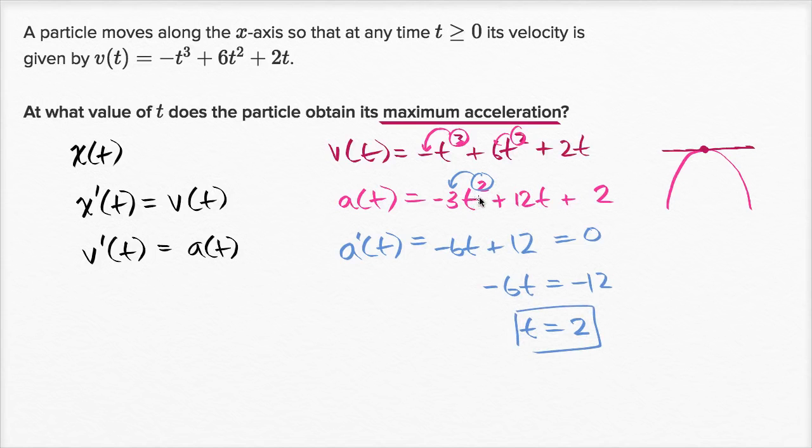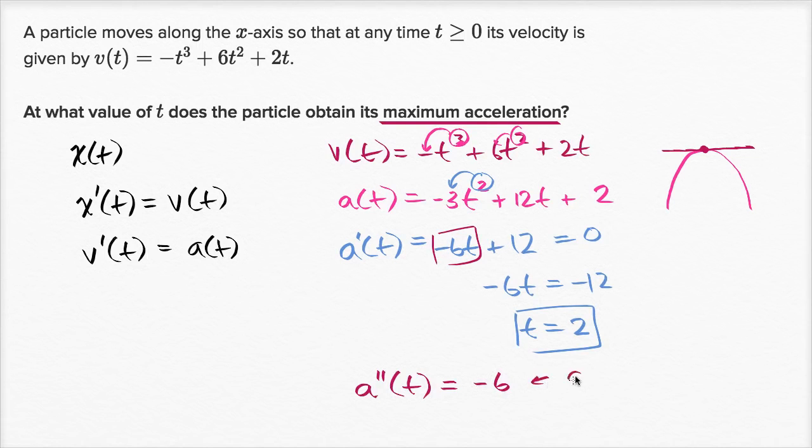So a couple of things. You could just say, look, I know that this is a downward opening parabola right over here. I have a negative coefficient on my second degree term. I know that the slope of the tangent line here is 0 at t equals 2. So that's going to be my maximum point. Or you could go a little bit further. You could take the second derivative. Let's do that just for kicks. We could take the second derivative of our acceleration function. This is going to be equal to negative 6, right? The derivative of negative 6t is negative 6. The derivative of a constant is just 0. So the second derivative is always negative.